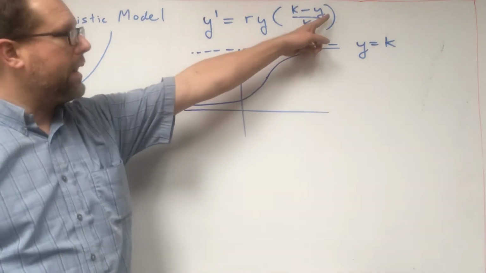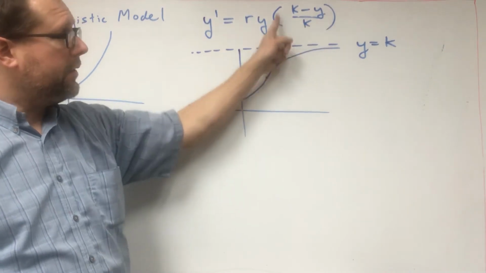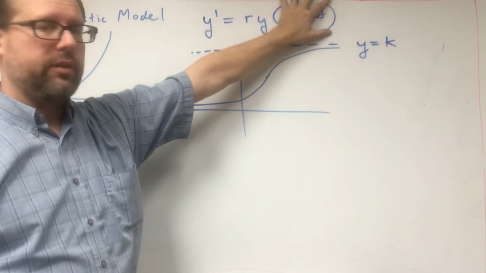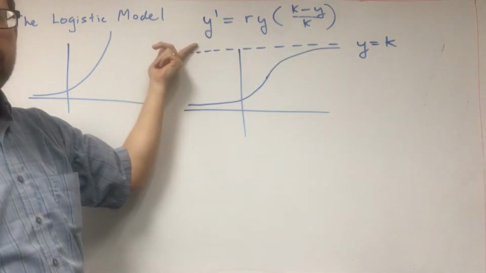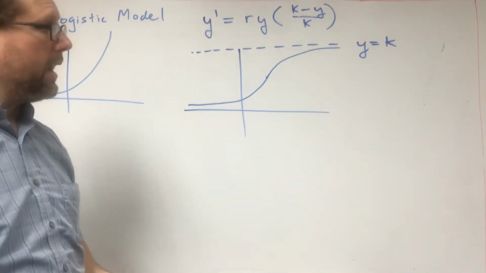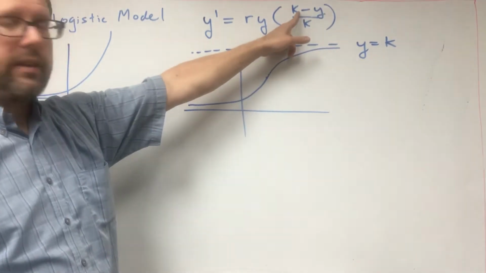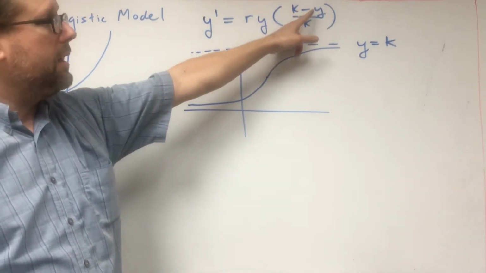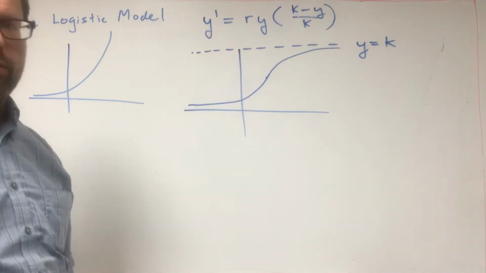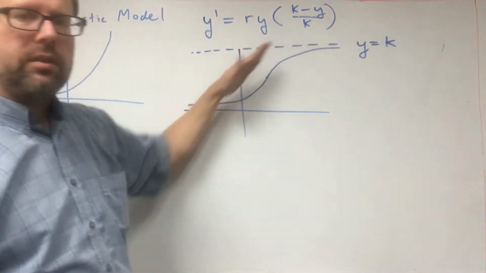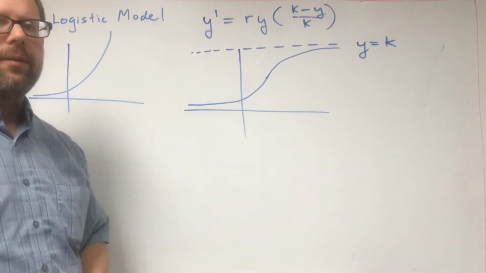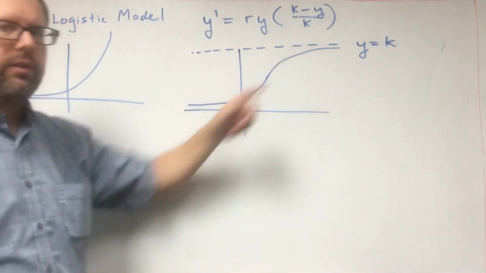Notice that whenever y is very small, close to 0, inside the parentheses we have an expression that's close to 1, and therefore without this expression here, the remainder looks like the exponential differential equation that we solved before. On the other hand, as y gets very close to the carrying capacity k, the numerator of this is close to 0, and that makes the entire derivative approach 0, hence the flattening out of the curve. And so our task is to solve this differential equation to get a function whose graph looks more like this than this.